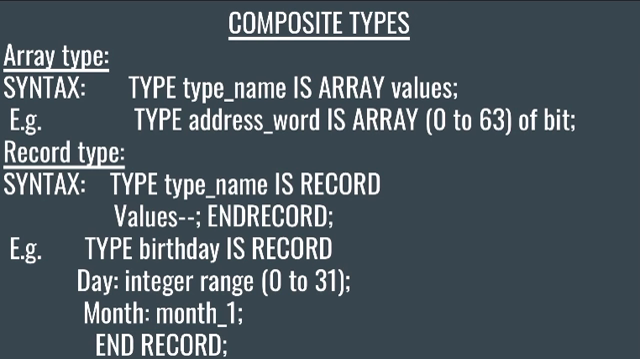Next, we have the record type. That means it consists of elements of different data types. We have seen some syntax and also an example for this record type.